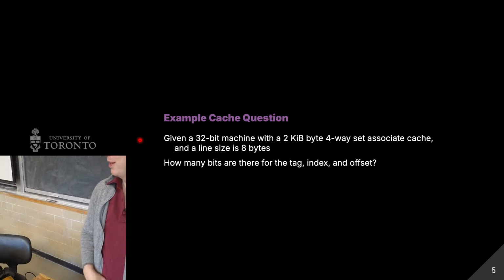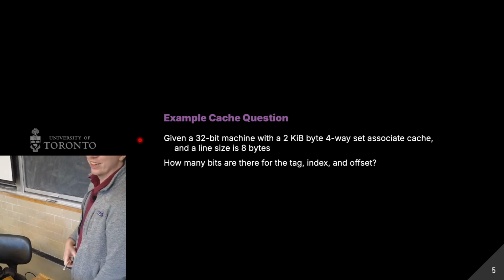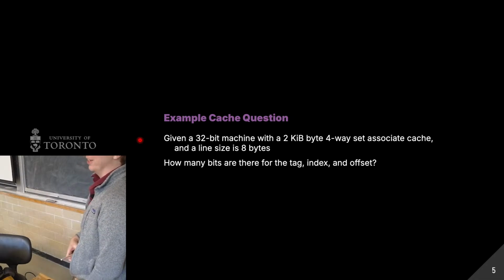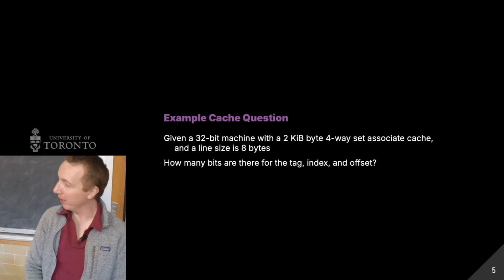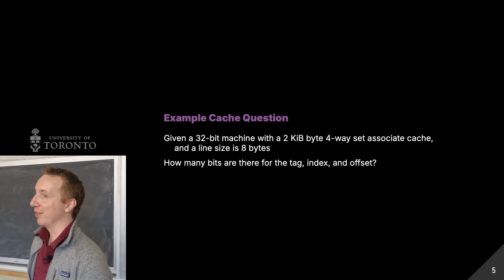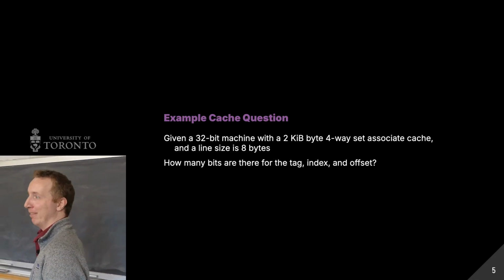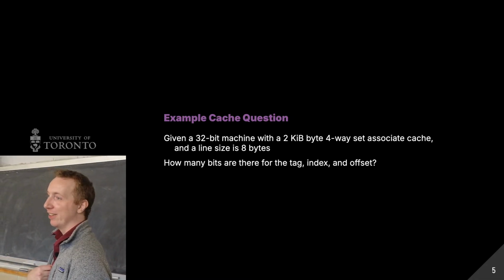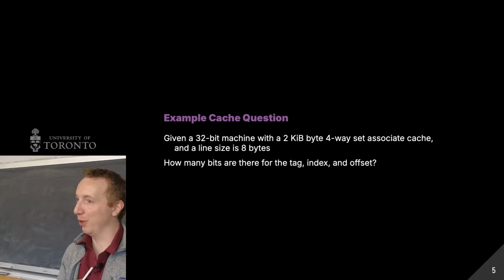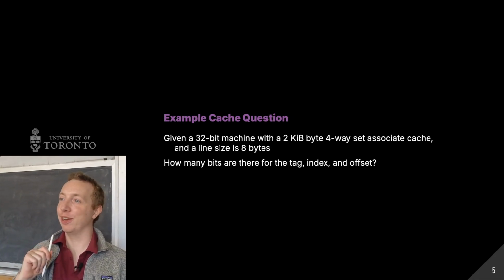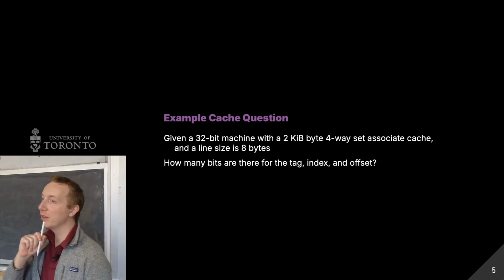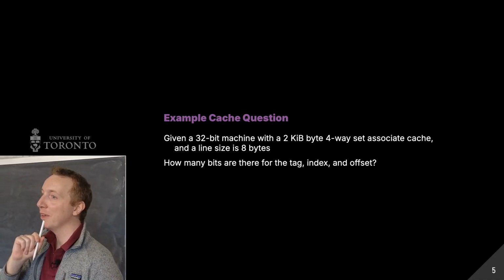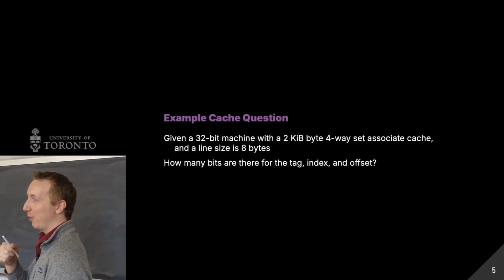All right, your 2 minutes is up. What's the answer? All right, simple one. How many bits do I need for an offset? I guess it's 2, but I'm not too sure. 2? Why 2? Oh, I see some 3s. I think it's 3 because the line size is 8 bytes. Yeah, it's 3.